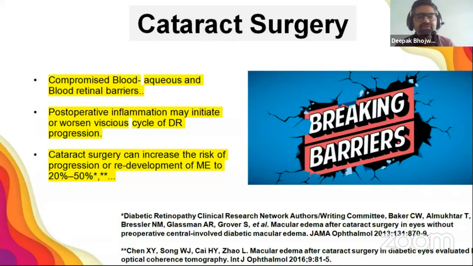Why does cataract surgery cause retinopathy? Because cataract surgery itself can cause compromise of the blood-retinal barrier, being a surgical trauma, and also the inflammation. If you have an eventful cataract surgery, it may initiate a cycle of progression of diabetic retinopathy. And what is the incidence? The overall incidence of pseudophakic CME after cataract surgery is less than 1%. But if you are a patient with diabetes, the risk of macular edema developing after cataract surgery can be as high as 50%. So you might be very aware of this.